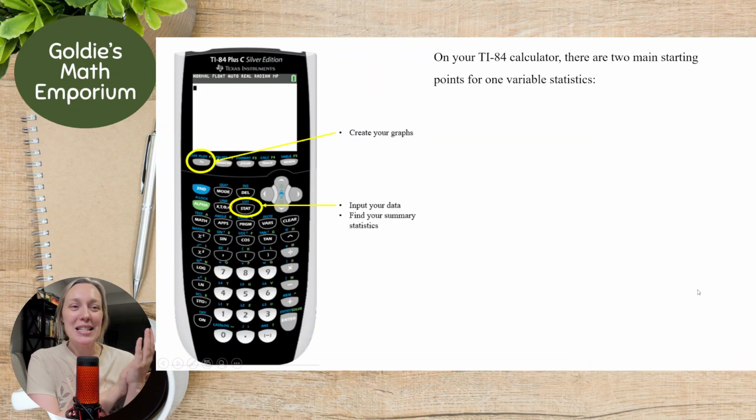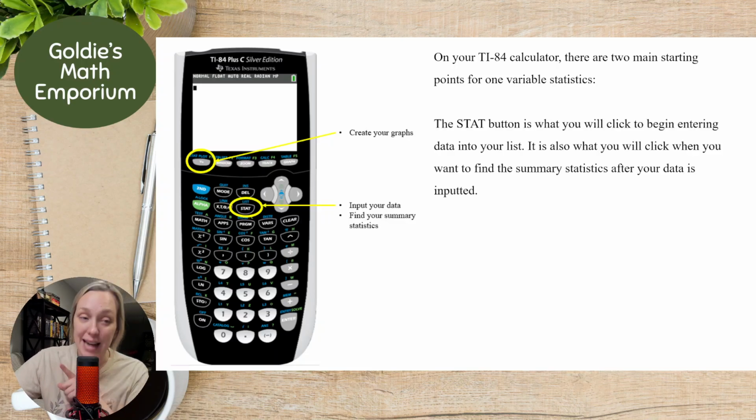Okay, so this is what your calculator kind of looks like, right? There's two main starting points that you're going to want to know for one variable statistics. And that is going to be first your stat button. So locate your stat button. It's what you will be clicking to begin entering in data. And this goes for any point in this course. Whenever you have to enter data in your calculator, you're going to be clicking that stat button, okay?